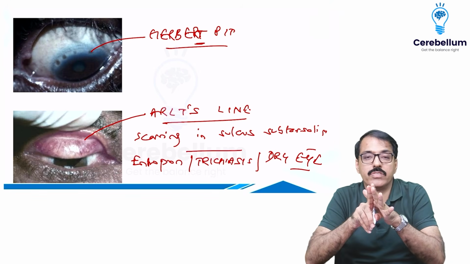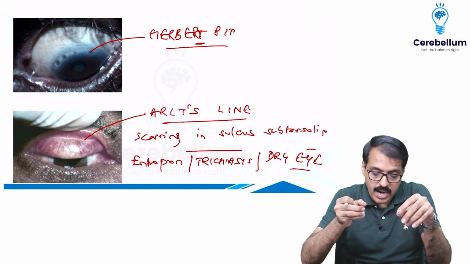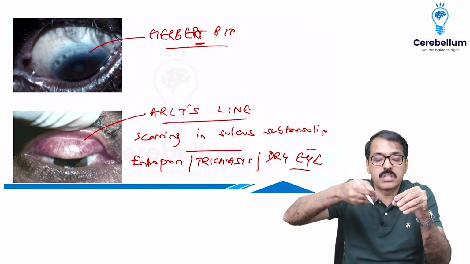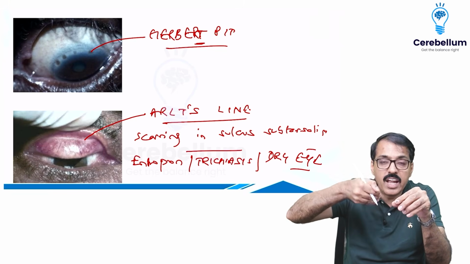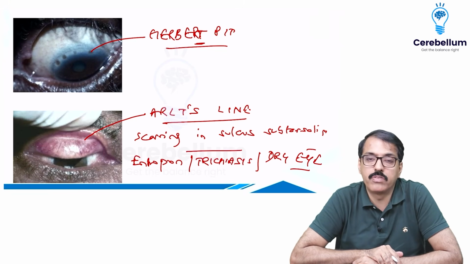Symblepharon is adhesion of the conjunctiva with the eyeball. Adhesions are formed, and entropion and trichiasis occur because of the scarring in the conjunctiva. The lid and the eyelashes tend to turn inward. This is what is pathognomonic of trachoma.